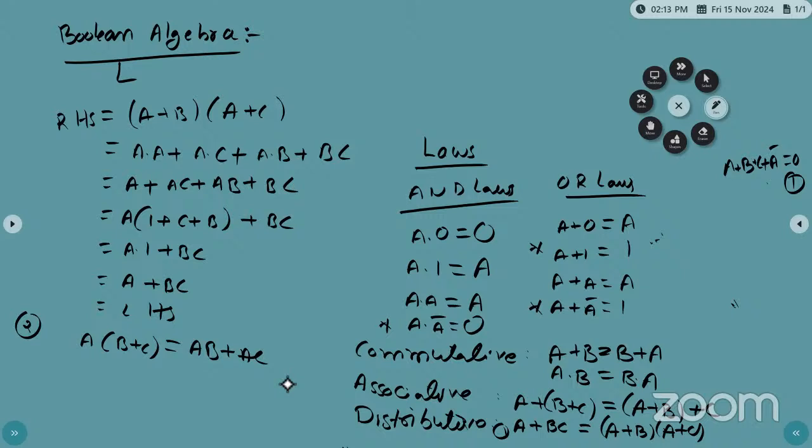You can note it down. Proof for the distributive property. Distributive property 1.